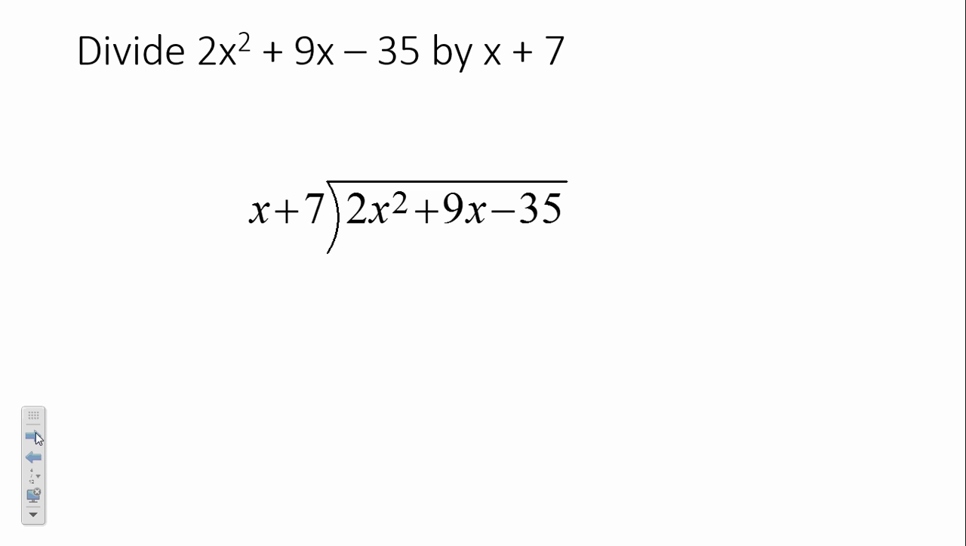In the old days, we said how many times does such and such go into such and such, right? How many times does x go into 2x squared? Or what does x have to be multiplied by to get 2x squared? 2x. So we write our 2x up there.